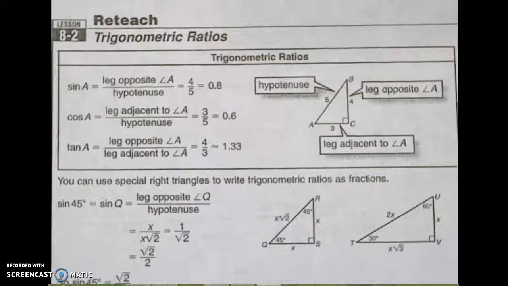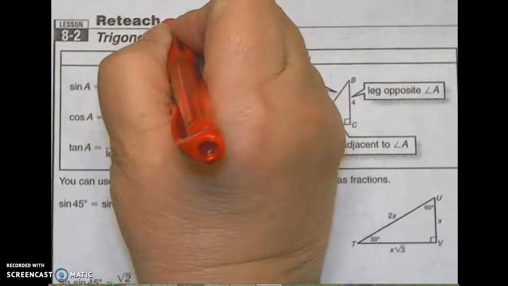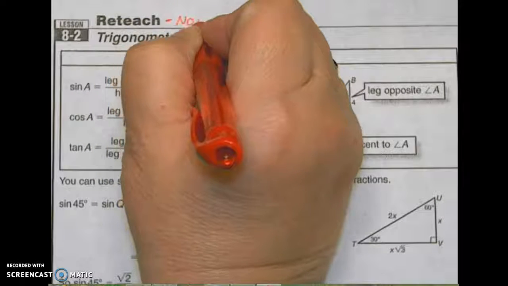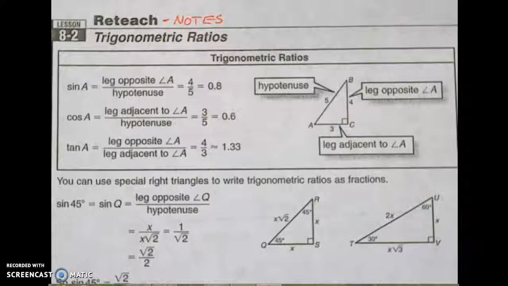Today we're looking at the Reteach 8-2. Again, this Reteach page is for your notes. All those reteaches are always part of your notes. We're looking at the trigonometric ratios. The ones we look at are our sine, cosine, and tangent.